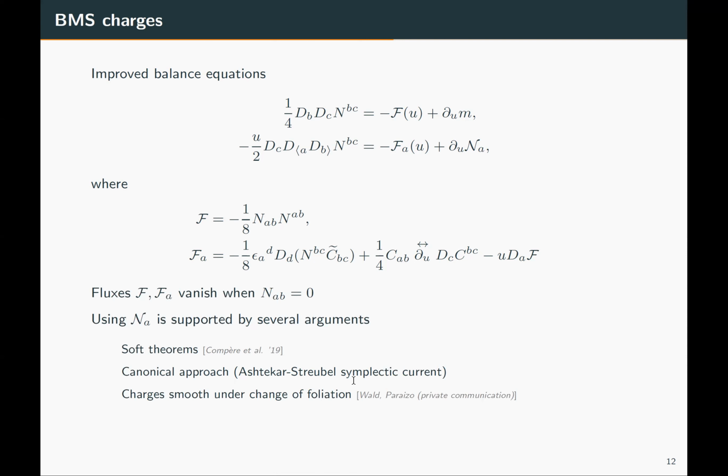And finally, it's shown recently by Wall and his student that it's only this prescription of the charge that is smooth under small deformations of the integration surface. So this is an important point. If you use other prescriptions, if you deform the integration surface by a small amount, then the charge suddenly blows up and so on.